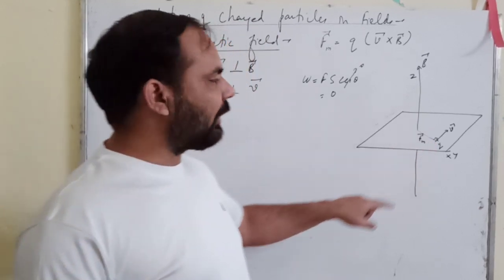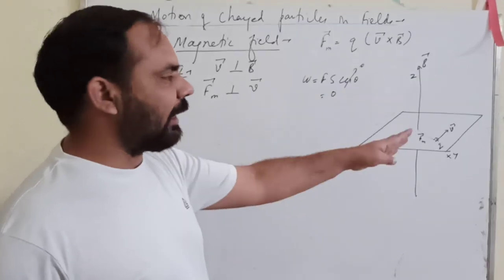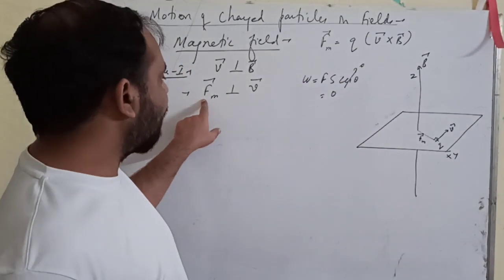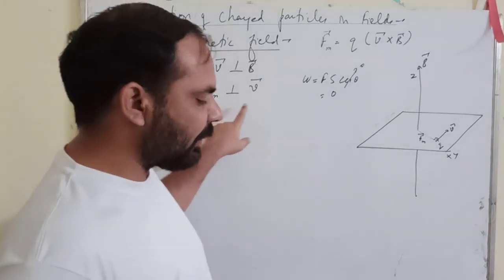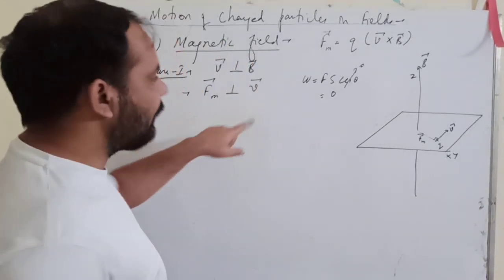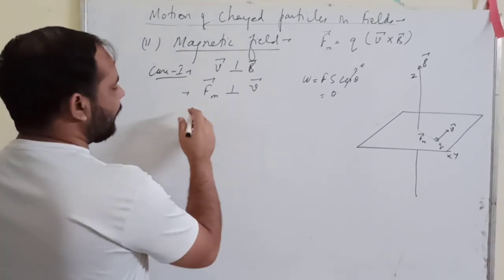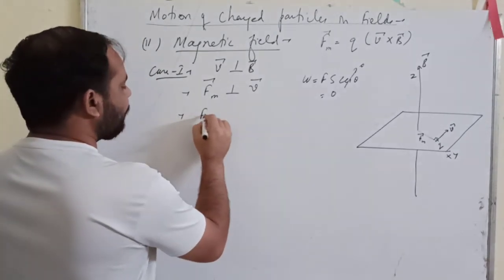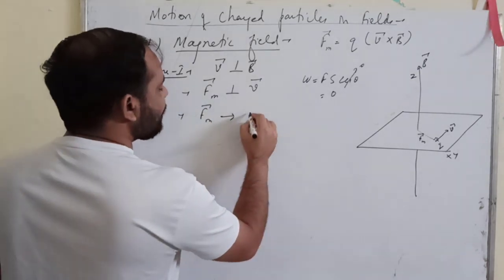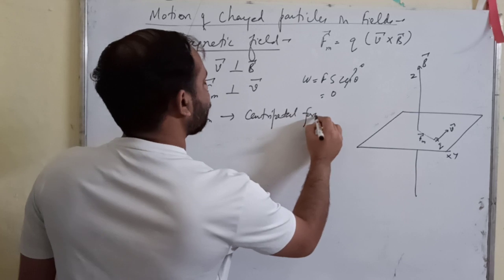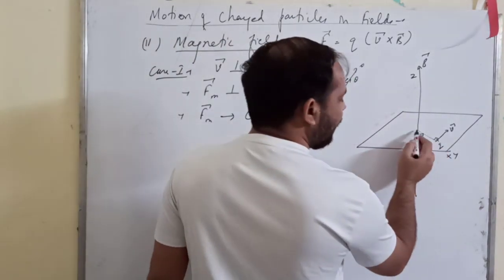The only thing it can do is change the direction of the motion of the charged particle. So Fm, the magnetic Lorentz force, is perpendicular to the velocity vector, so it cannot increase or decrease the speed of the charged particle. It can only act like a centripetal force. So this is the direction of force.